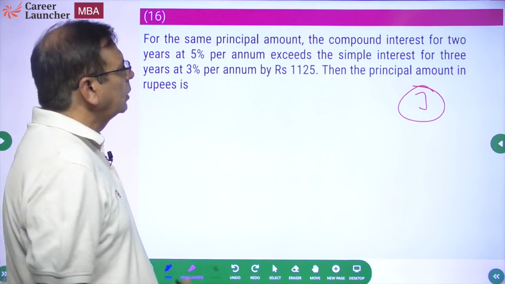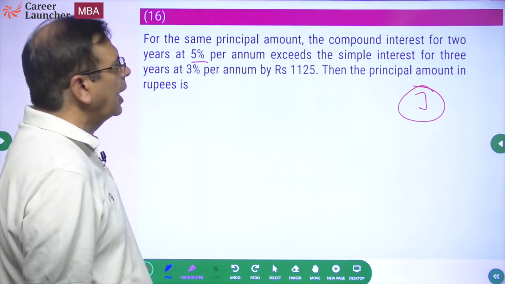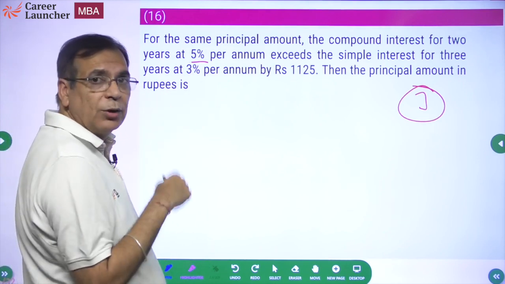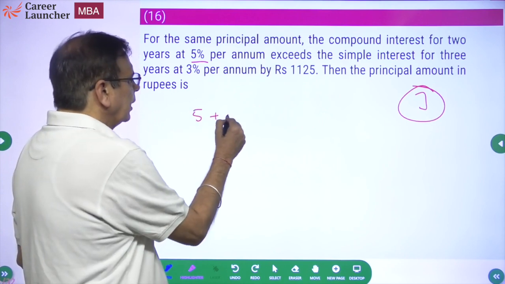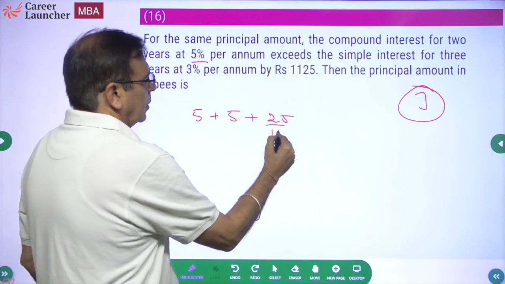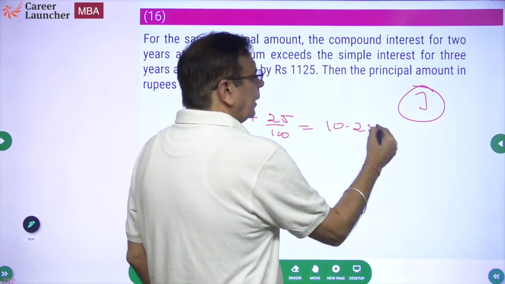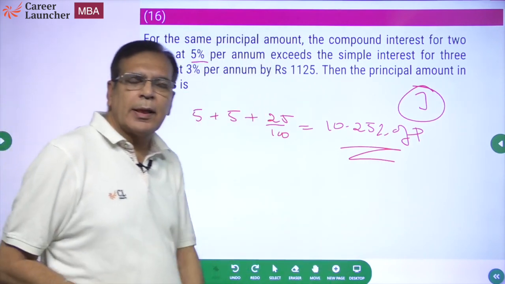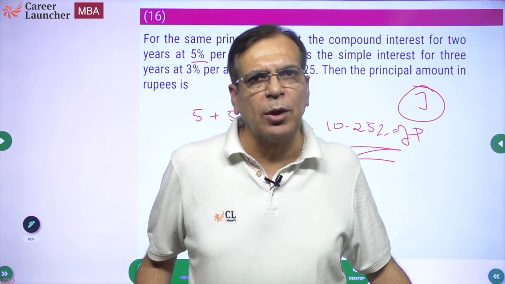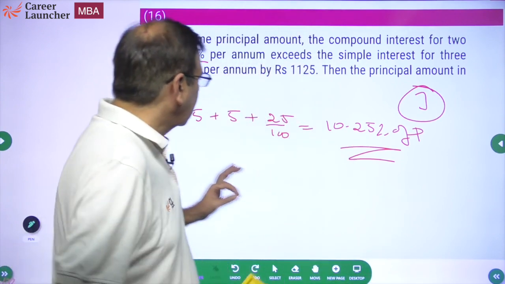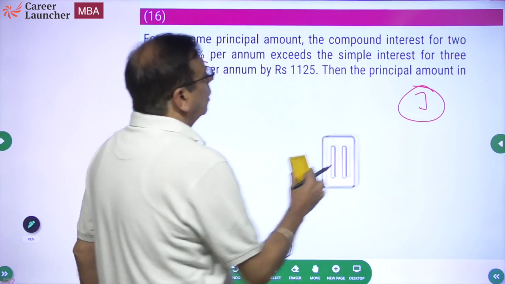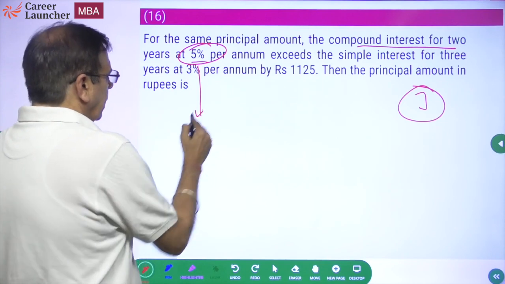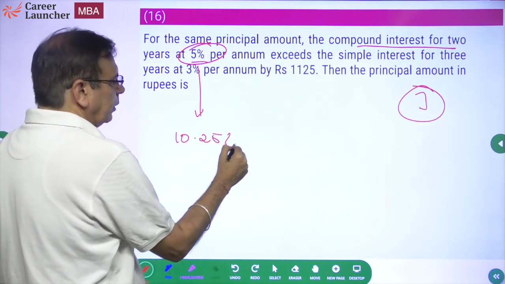For the same principal amount, the compound interest for 2 years is 5% per annum. If it is compound interest for 2 years at 5% per annum, what will be the total interest we'll get for 2 years? It will be 2 successive increments of 5%. The interest will be 10.25% of the principal, right? So if it is 2 successive increments of 8%, 16.64% of principal. Okay, so remember, successive increments and compounding are the same. So what is this telling me? Compound interest for 2 years at 5% per annum is nothing but 10.25% of the principal.